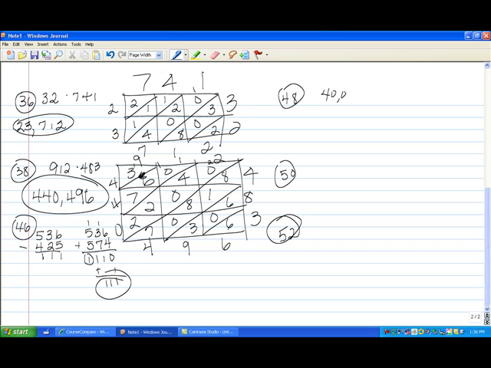40,002 minus 4846. So we want to change it to the complement and add. So where we have the 6, we're going to have a 3. We're going to have a 5. I'm going to fill that number in there.